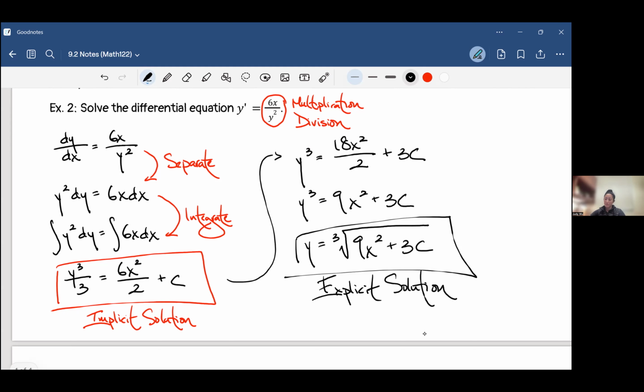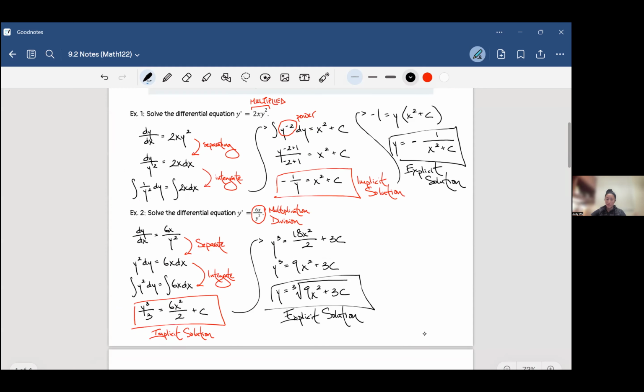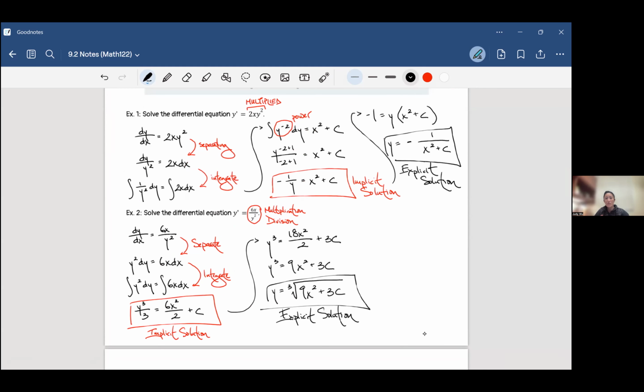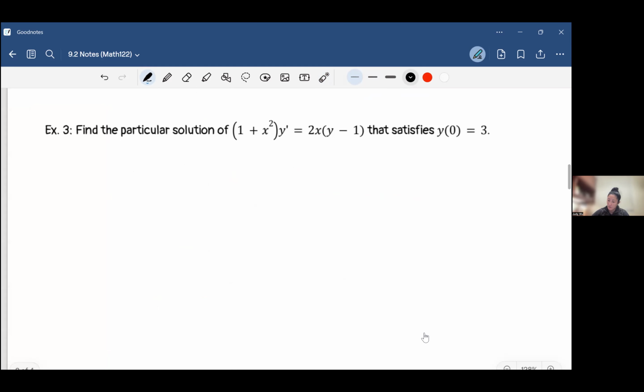Okay, so let me take a look at example 1 and example 2 all on one page. But for both of these, we noticed there was multiplication and division, no subtraction, no addition, just multiplication, division. So we use algebra to separate. And after we separate, then we integrate. And after we integrate, then we decide, okay, this is our implicit, and then we're able to also solve for our explicit solution. Okay? All right, let's take a look at one more example here.